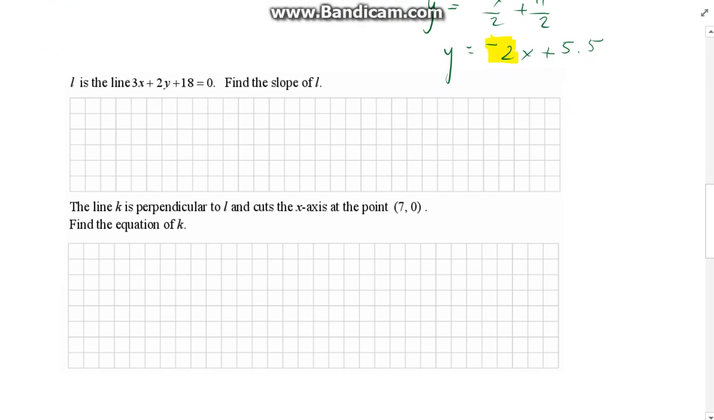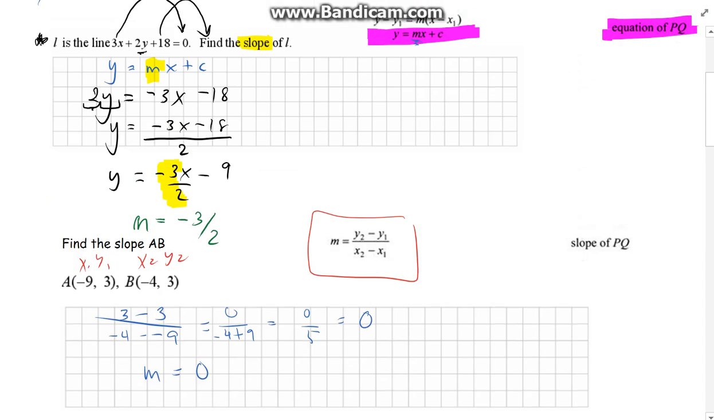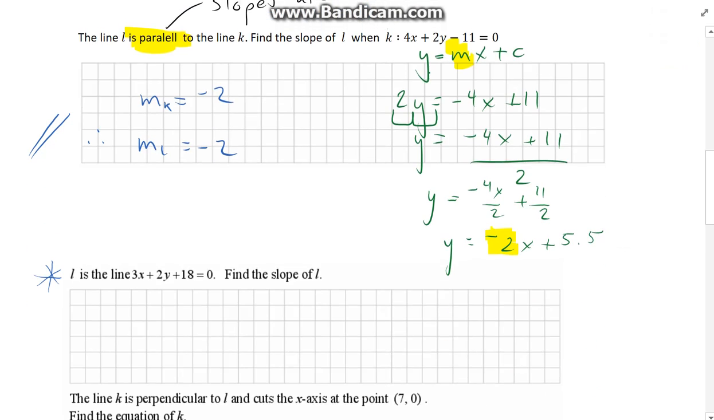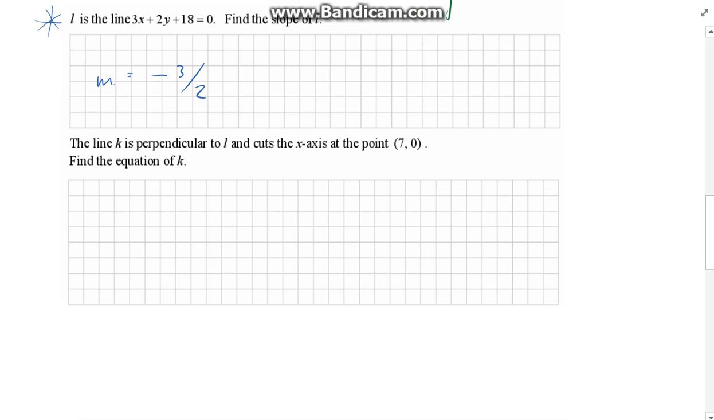This question here is just a repeat of the first question we did. So 3x plus 2y plus 18 equals 0. We found m is equal to minus 3 over 2, so I'm not going to do that out again. Minus 3 over 2. We needed that slope for the second question, because it says the line K is perpendicular to L and cuts the x-axis at a point. Find the equation of K.